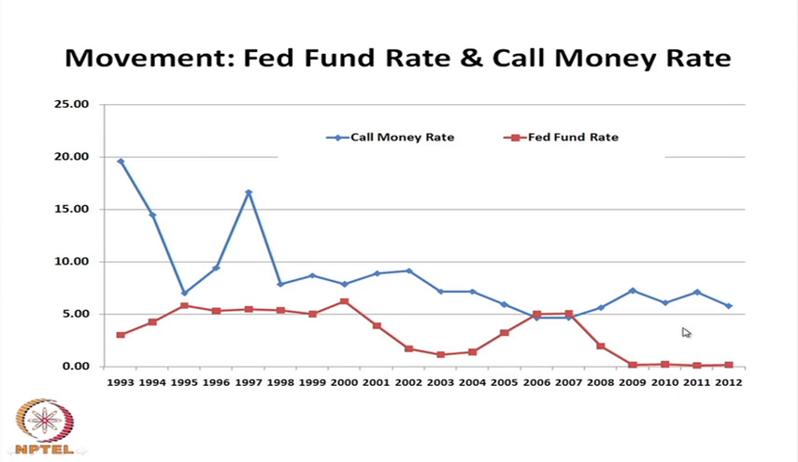The relationship indicates the integration of these two markets, the short-term markets of the US and the short-term markets of India. The two markets are moving together, which indicates some degree of integration.